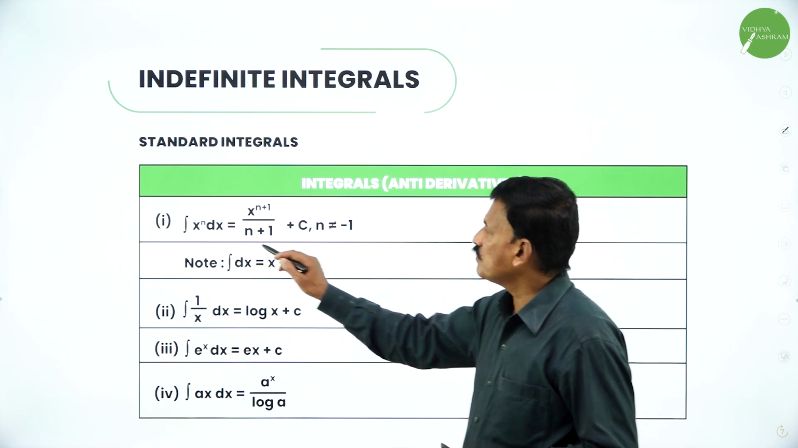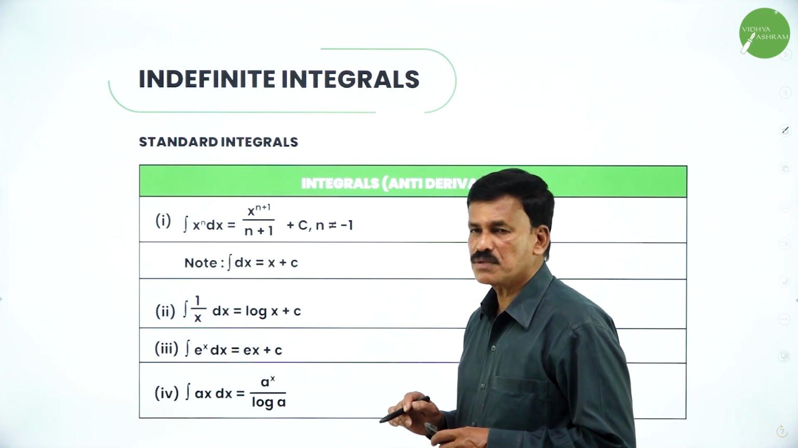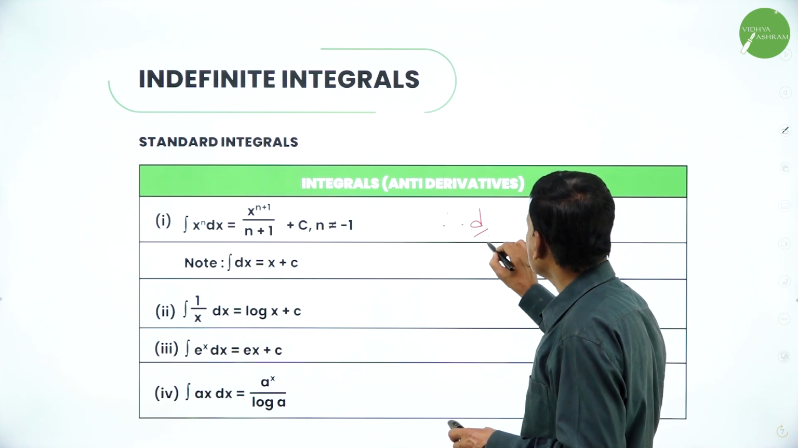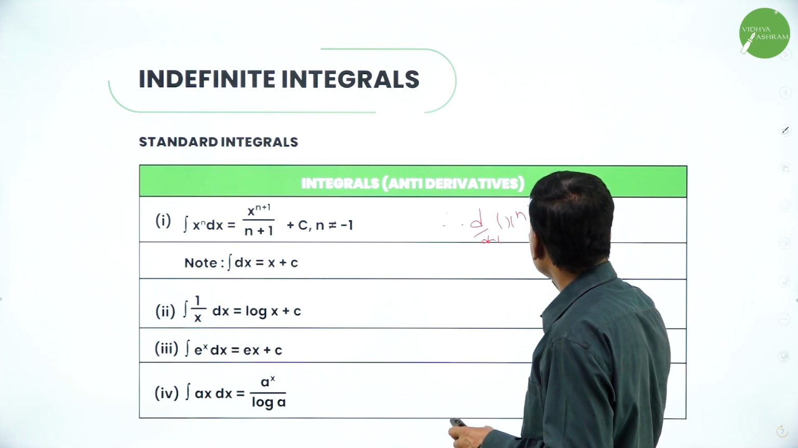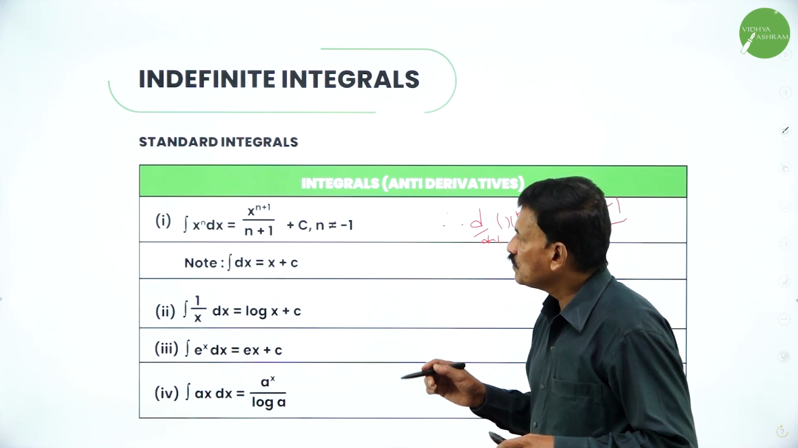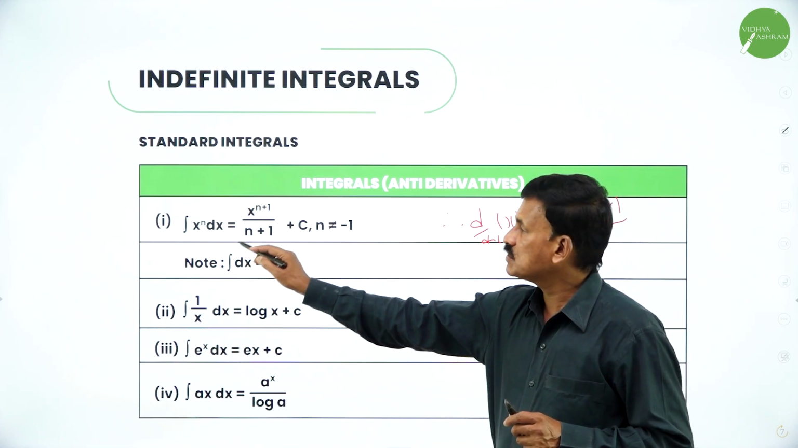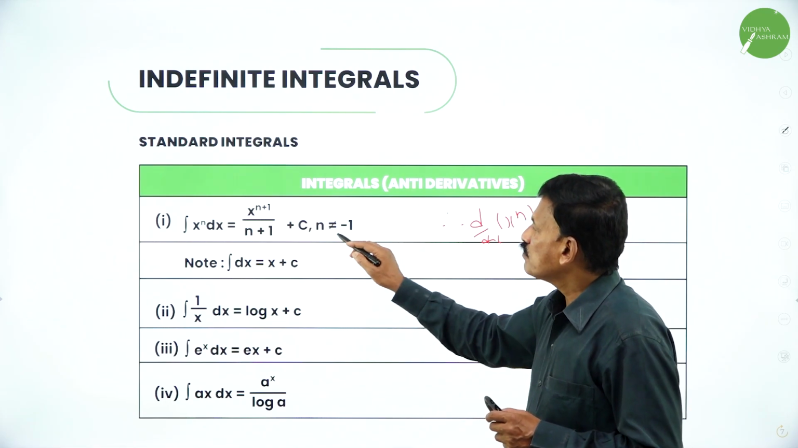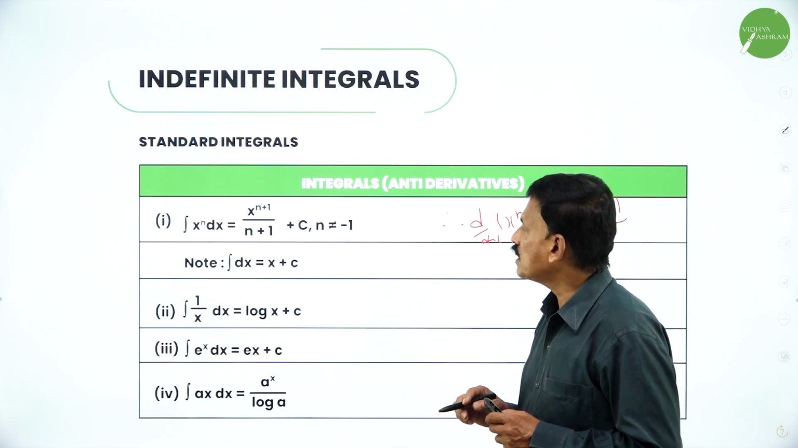So the integral of x raised to n is x to the power of n plus 1 divided by n plus 1, because you know d by dx of x raised to n is n x to the power of n minus 1, right? So if we integrate x raised to n, the integration of x raised to n is x to the power of n plus 1 divided by n plus 1, provided n is not equal to minus 1.